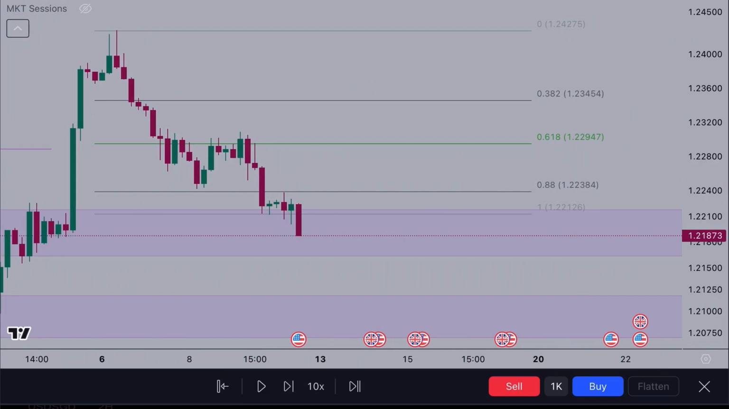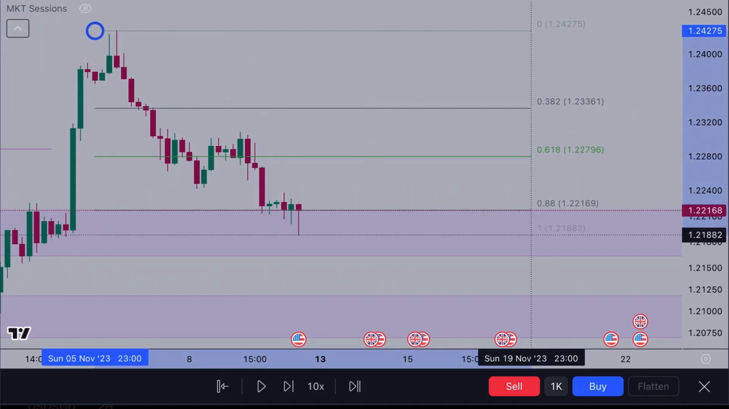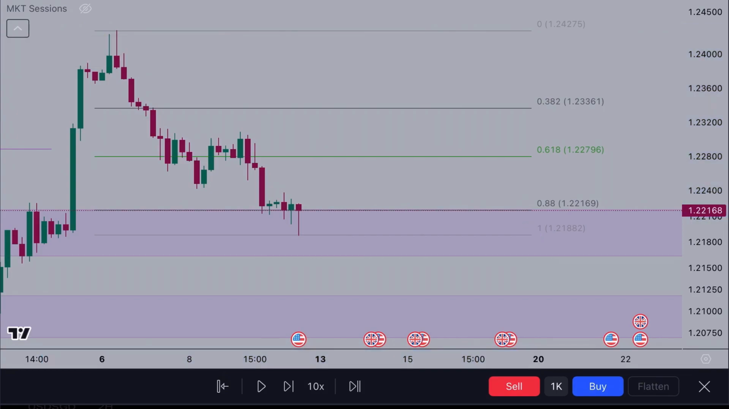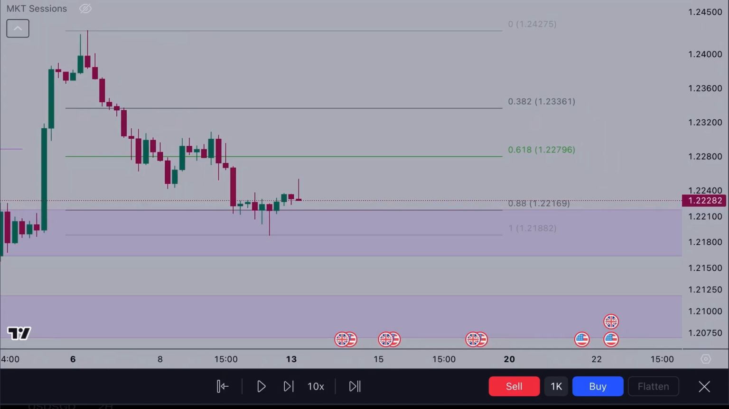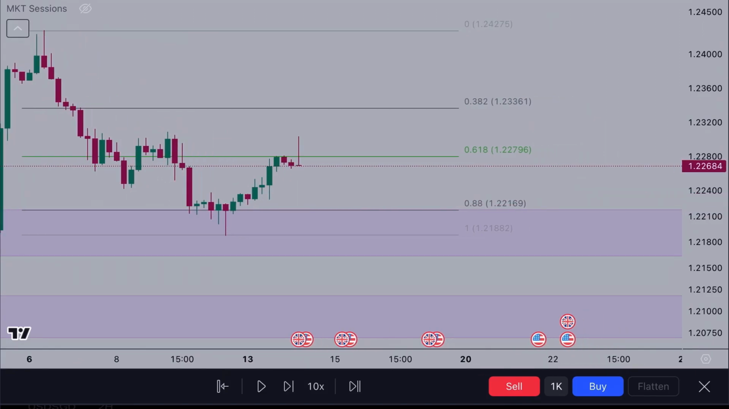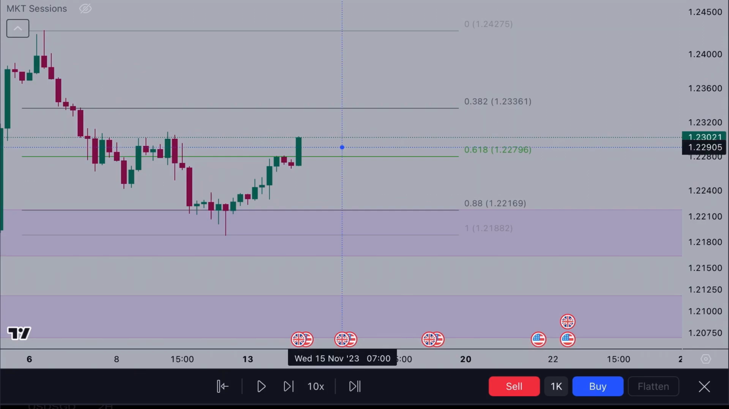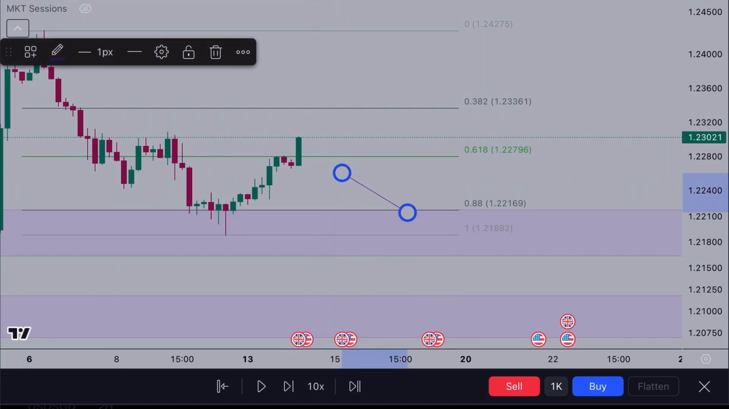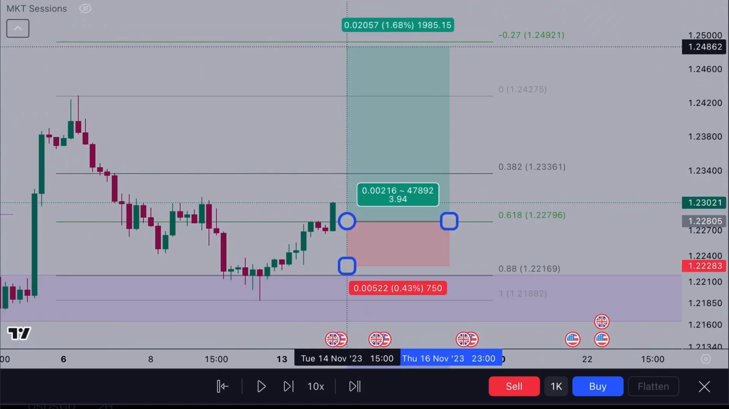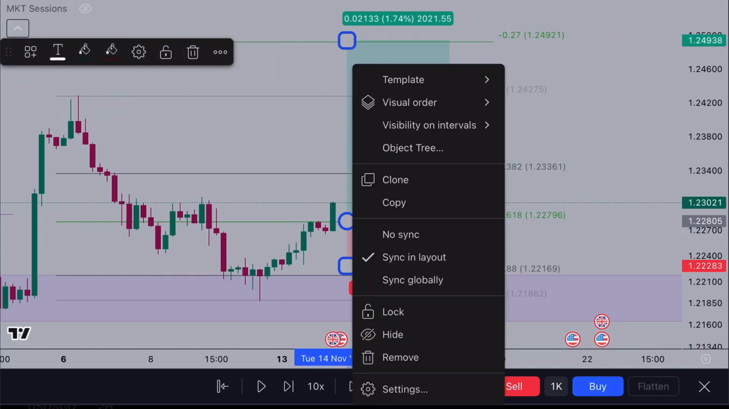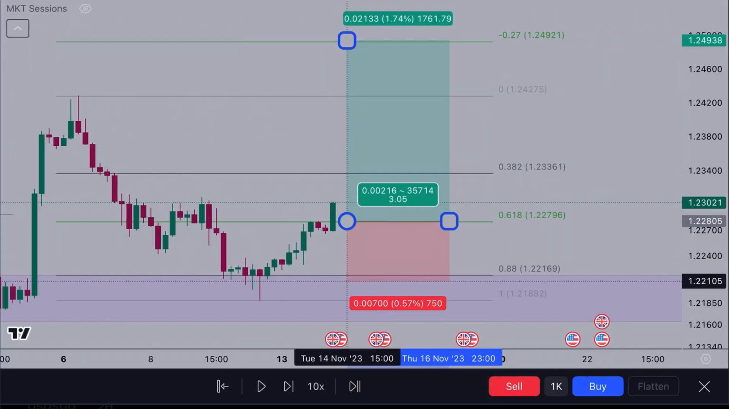If the price goes lower than your fib, then you can just adjust it. Right now, we're still waiting on the break of the 61. Yes, you see right here, we get a clean, clear break of this 61 level. So I will be placing my buy limit order on the 61 level right here. My TP will be at negative 27, and my stop loss will be at the 88 level.